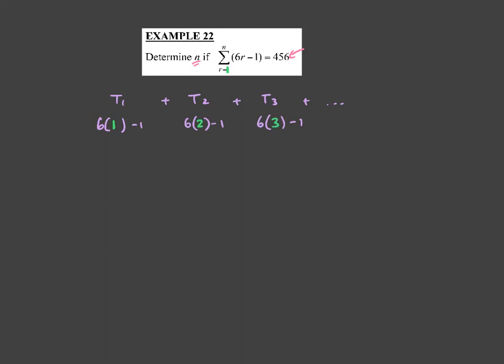6 times 1 minus 1 is 5. And then we're going to add 6 times 2 minus 1, and that is going to equal 11. And then we're going to go 6 times 3 is 18 minus 1, so that's equal to 17. Alright, let's go for it.